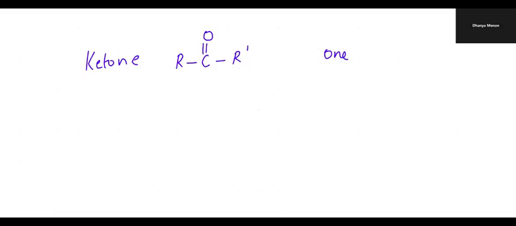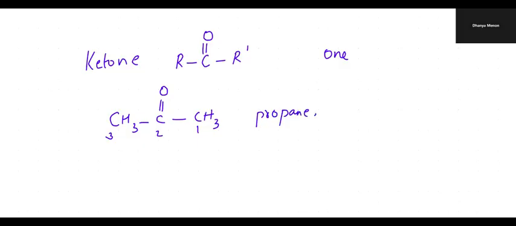Okay, writing down the name of the first member, CH3COCH3. Numbering from here, there are 3 carbon atoms, so propane. 2-one, because O and E are coming near each other, so I'm removing this E. So it is propan-2-one. Or, because this is the first member, propanone. You can ignore this 2 because this is the first member.